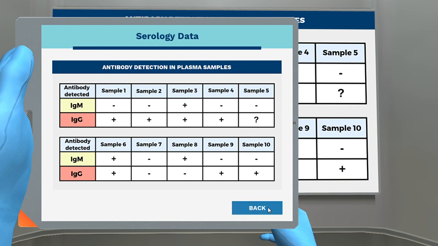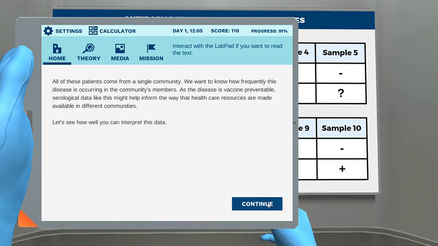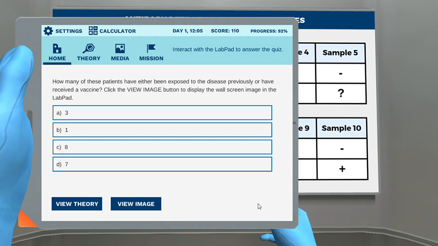Where we see a plus sign in the table, this means a positive detection has been made. Likewise, a minus sign means no antibody was detected. Ambiguous data is marked with a question mark. All of these patients come from a single community. We want to know how frequently this disease is occurring in the community's members. How many of these patients have either been exposed to the disease previously or have received a vaccine?